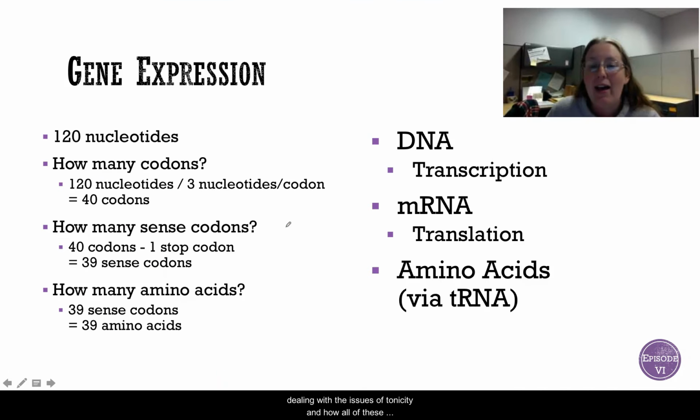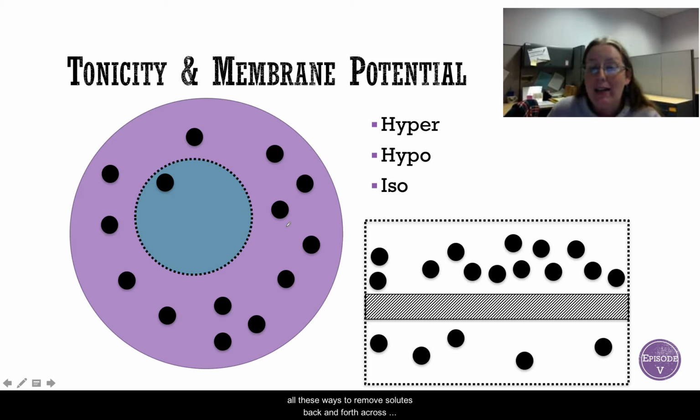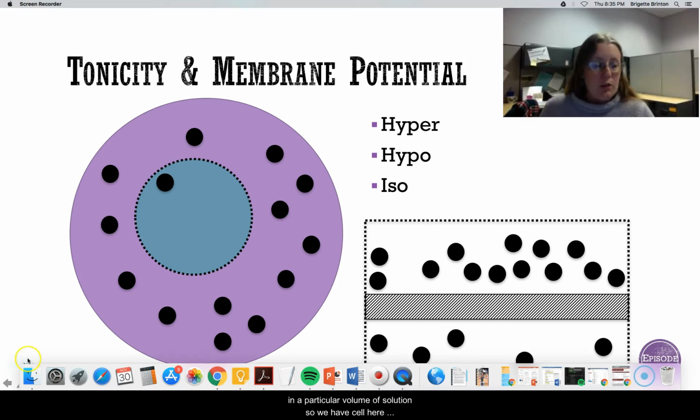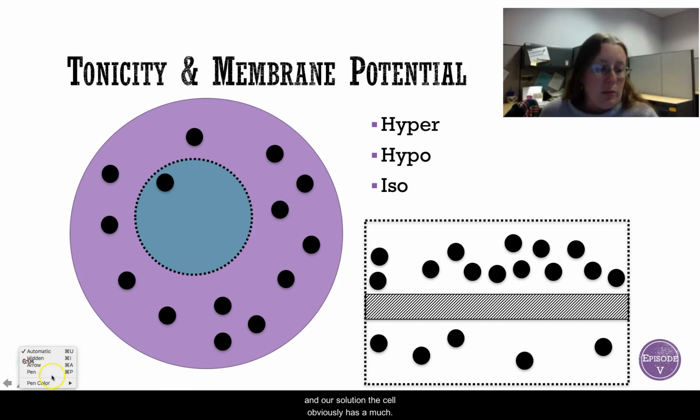So hyper means high, hypo means low, and iso means same or balanced. Anytime you need to determine which of these three situations you're dealing with, you need to compare within and without for your situation. Here I have two groups. So I have a cell here in a solution in the purple region that have different concentrations of solutes. Remember, concentration represents a density, so number of particles in a particular volume of solution. So we have a cell here and our solution. The cell obviously has a much lower concentration than the surrounding material.